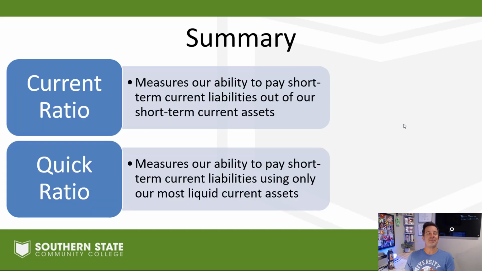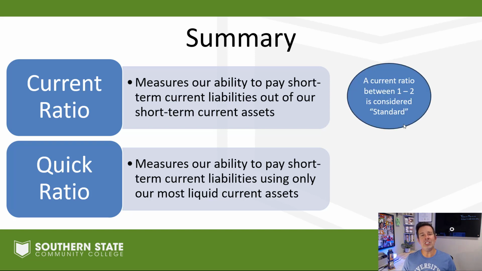So in summary, the current ratio measures our ability to pay short-term current liabilities out of our short-term current assets. The quick ratio measures our ability to pay short-term current liabilities using only our most liquid current assets. You remember what they were? A little pop quiz here. Can you think of it? Cash, marketable securities, and accounts receivable.